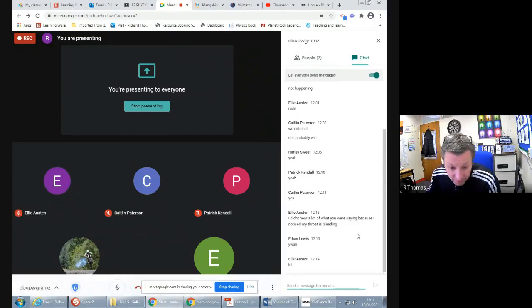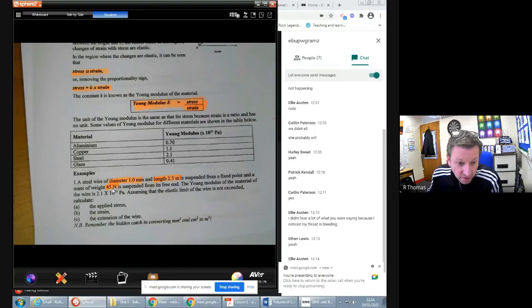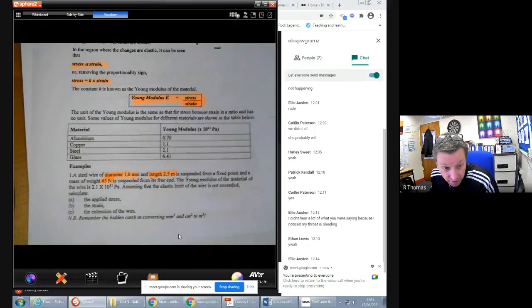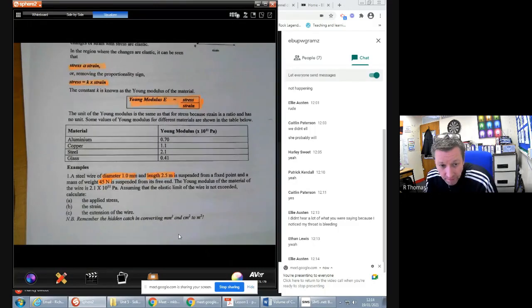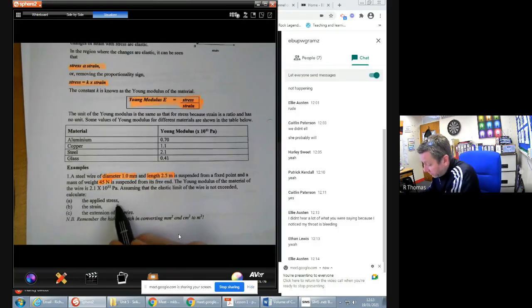I've asked you, please, to have a crack at this question at the bottom of the page. They give us the diameter of the wire and its length. They give us the force that's applied to it, and they give us the value of the Young's modulus. So I'll just start going through it. First of all, they want to know the applied stress.